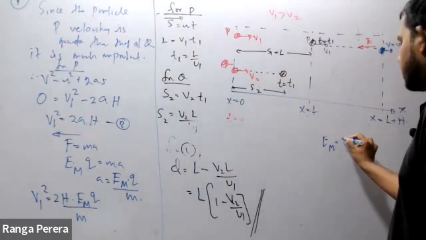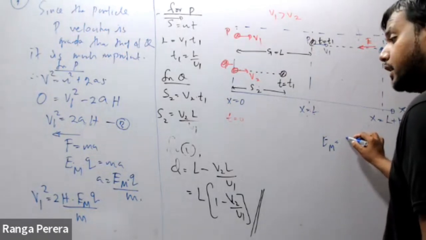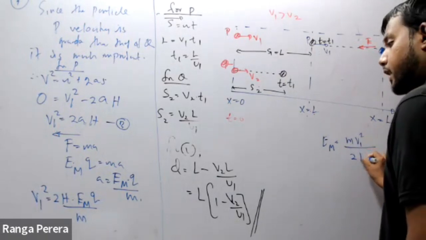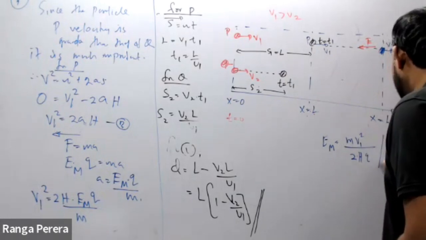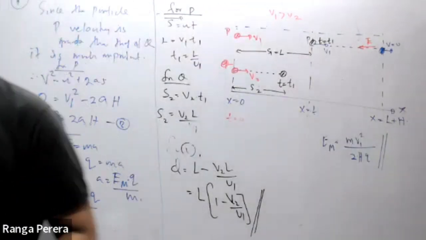E_m equals the minimum velocity, minimum electrostatic field intensity, m V1 squared divided by 2H into Q. It is the minimum electric field intensity.